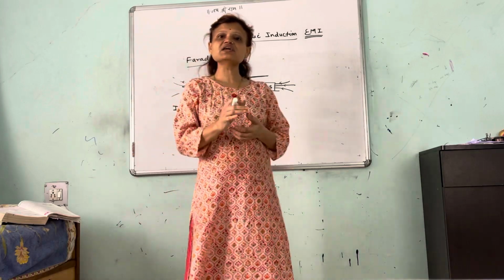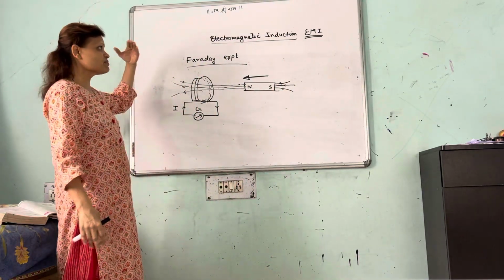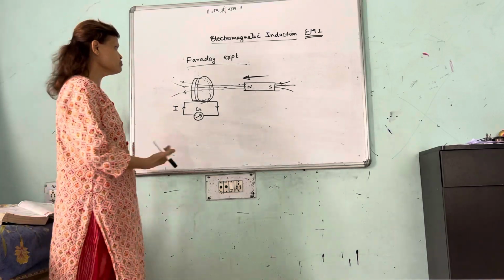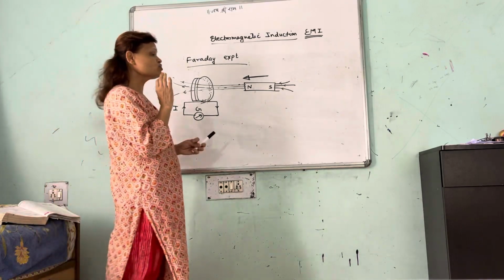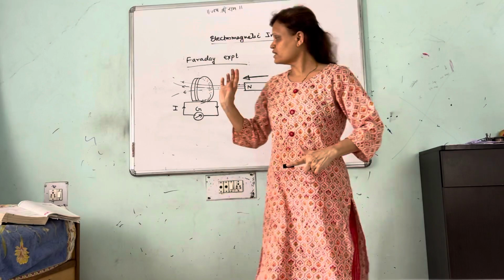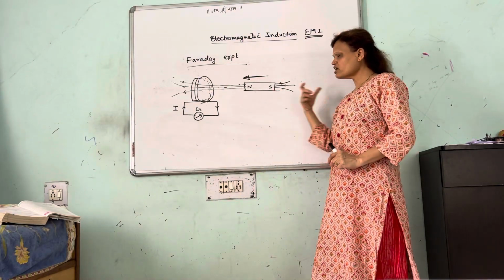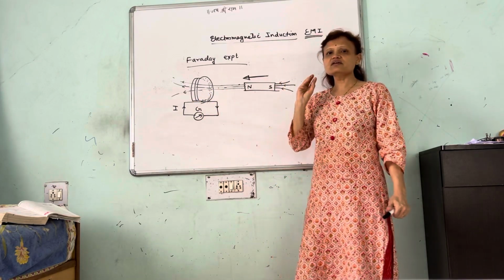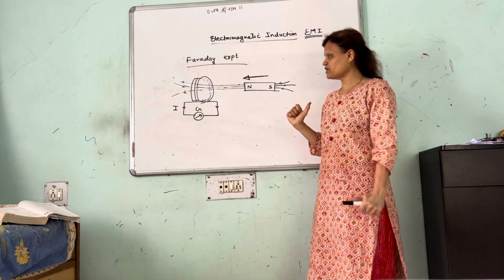Now what is induced? We say that is EMF. Voltage is induced, due to which current flows. This is nothing but Faraday's laws. From these experiments he proved it, and there are two laws that we have to consider. The first law, which I will state again in words properly afterwards, is that whenever there is a change in magnetic flux linked to a coil, an EMF is induced in the coil. Now on what factor does it depend?